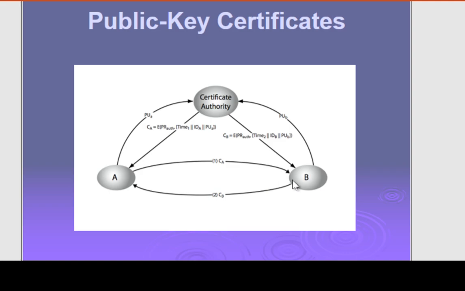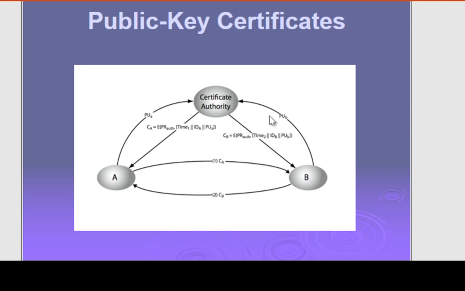So B wants to inform its public key to A. So B sends the public key to the certificate authority and gets a certificate, in the same way A gets a certificate, and B sends the certificate CB to A. So in this way, just passing the certificates is enough. No need of acknowledgement. So that is about the public key certificates.